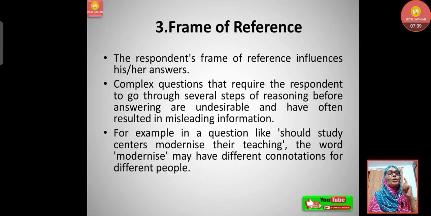That's why we have to keep everything in mind. Complex questions should not be there, and also the words which we are choosing might have several meanings, or people will take them in their own perceptions. So we should be careful related to that.